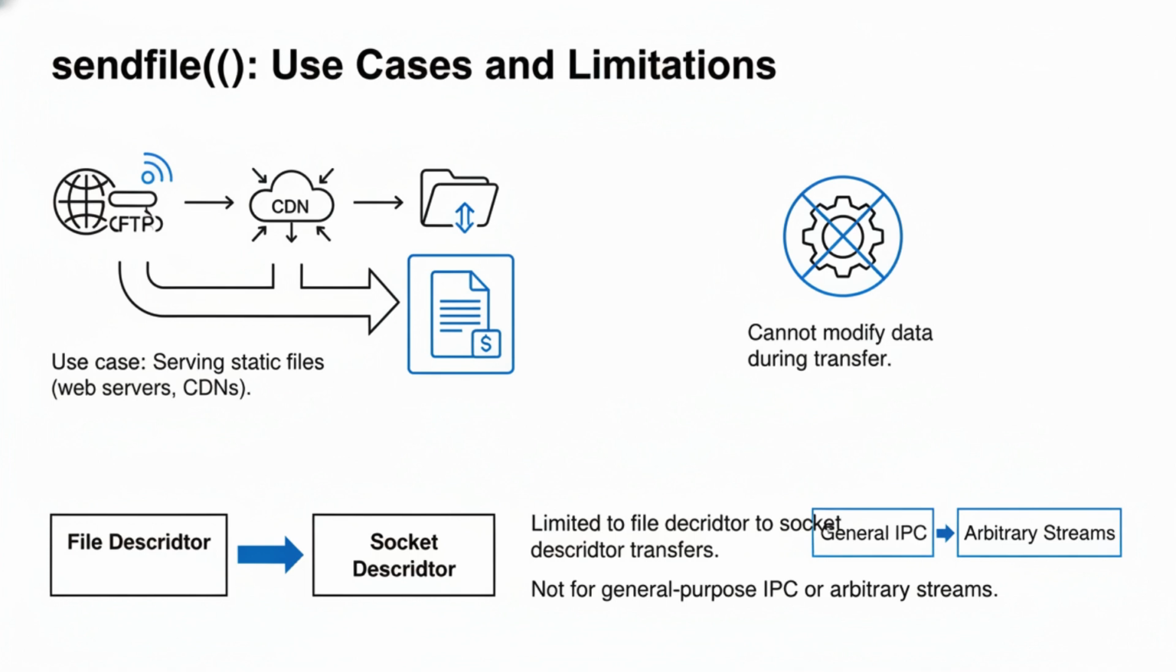A key limitation is its inability to modify data during transfer, as the data never enters user space. If your application needs to compress, encrypt, or perform any other transformation on the data before sending it, sendfile cannot be used directly. Also, it's typically restricted to transferring data between a file descriptor and a socket descriptor. It cannot be used for general-purpose interprocess communication or arbitrary data streams. These constraints mean it fits specific, high-performance static content serving needs.